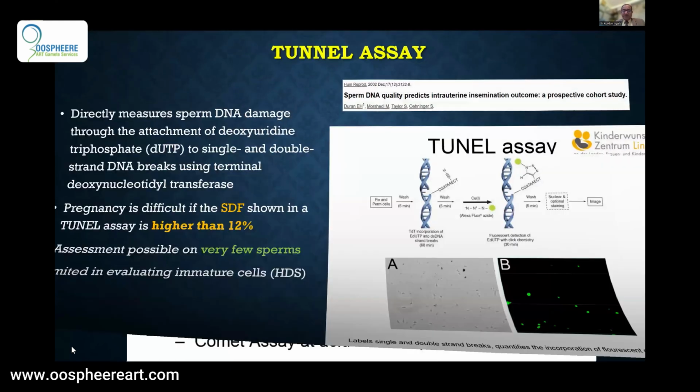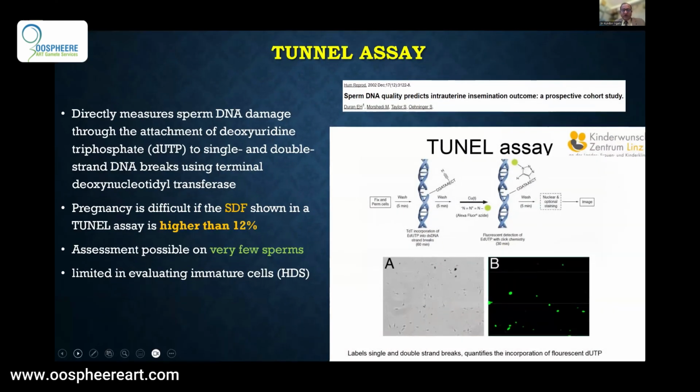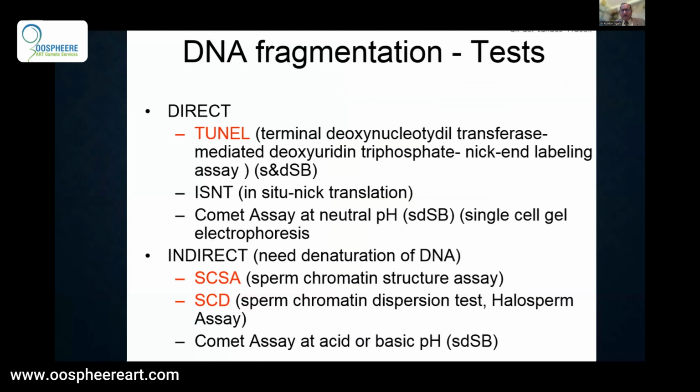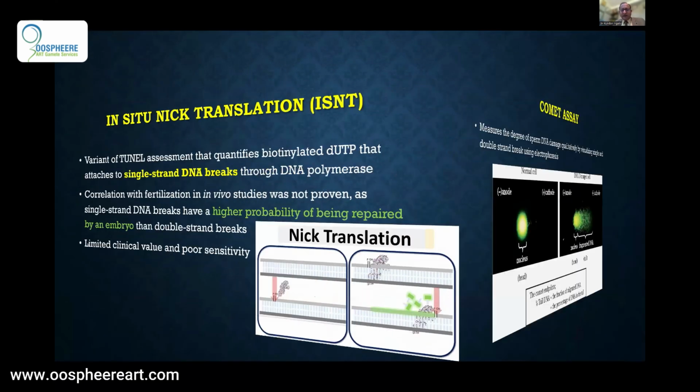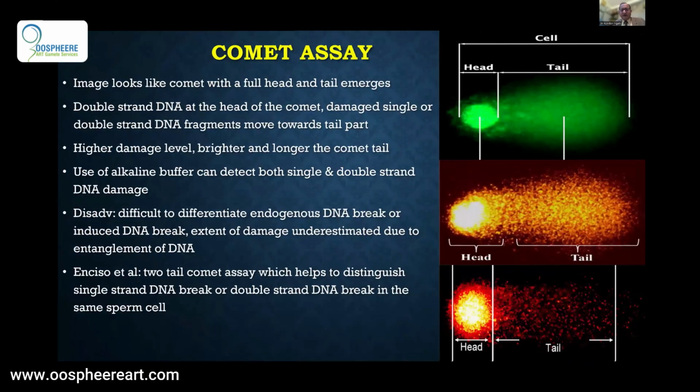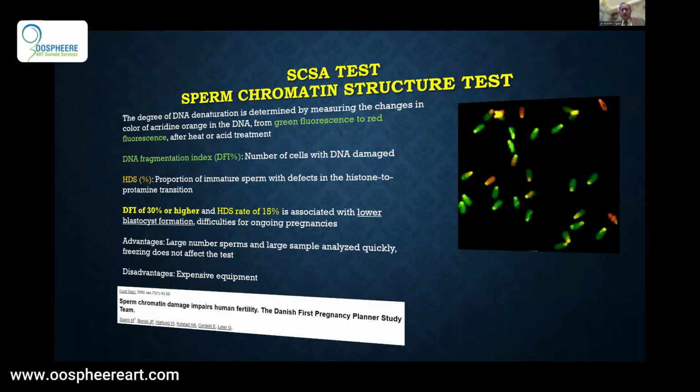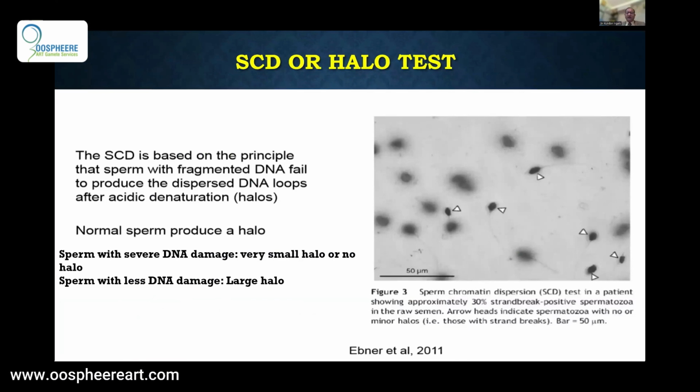Now, I need not go into all these details of the tests which are available in India, that is, direct tests and indirect tests. What you should remember from the indirect tests, which is the most commonly available here, is the sperm chromatin dispersion assay, that is, the SCD assay. So here I'll quickly go to that particular slide, because that's what we follow in India, and it is the easiest technique. This is the SCD or halo test.